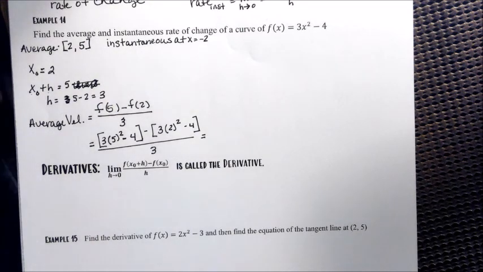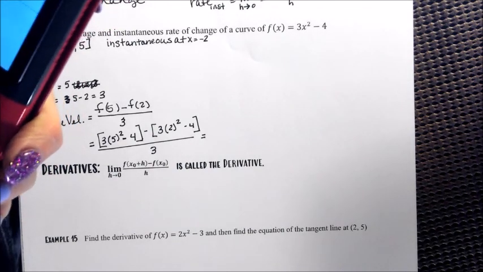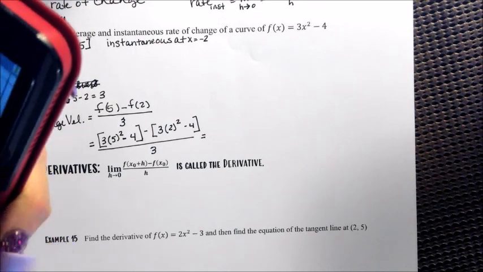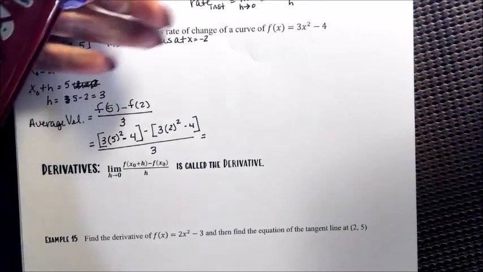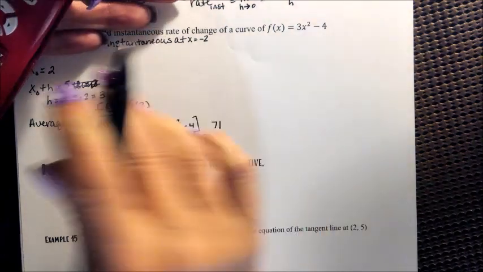Y'all, I should just start this video over, shouldn't I? Oh, because I didn't type it in. 3x squared minus 4. Okay, here we go. That's 71. Yes, I did it right on my paper, but I did not do it right in here.